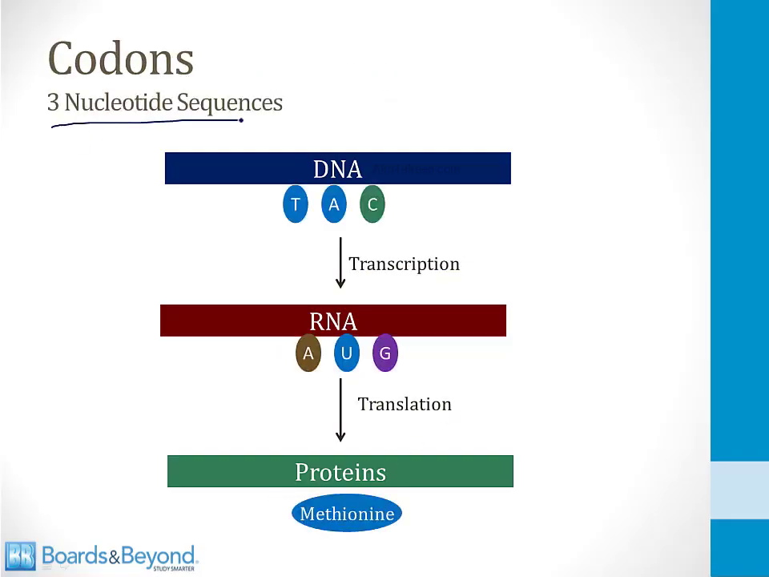Codons are three nucleotide sequences found in DNA and RNA, and they are the language that our cells use to create proteins. So, for example, the three nucleotides TAC, if found in DNA, would be transcribed into AUG in RNA, and then via translation, the AUG codon, these three nucleotides, codes for the amino acid methionine, and that methionine would be incorporated into a growing protein based on the codon found in DNA and RNA.